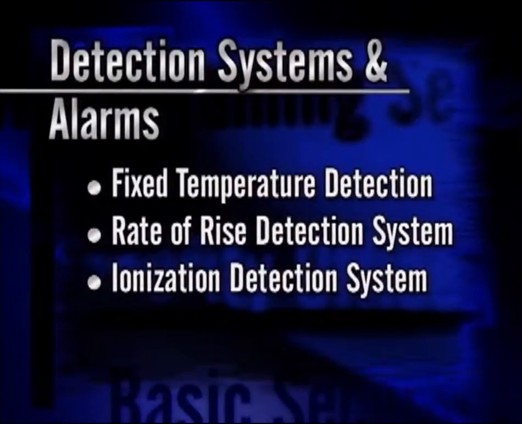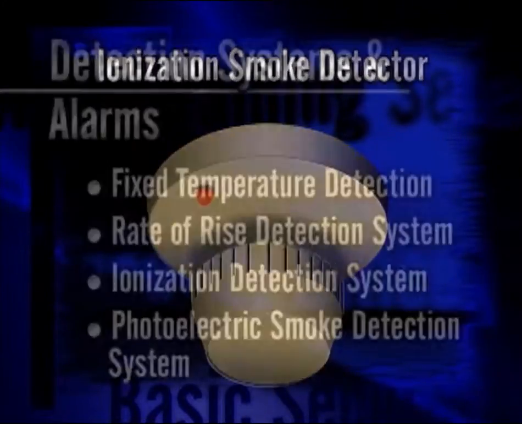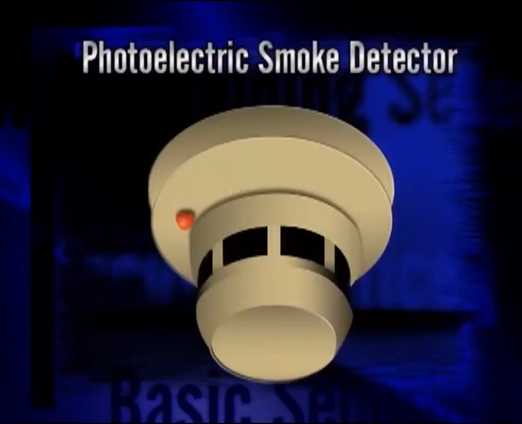Ionization smoke detection systems. This system is common in homes. A small chamber in the device detects the presence of the products of combustion, or ions, which in turn activates an alarm. Another device is the photoelectric smoke detection system. Smoke blocks a photoelectric beam, which signals an alarm. This device is effective during the smoldering stage of a fire.